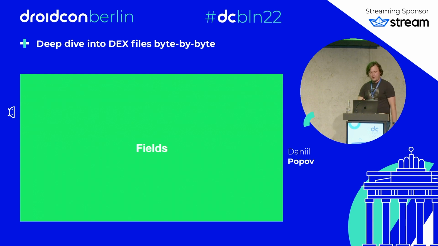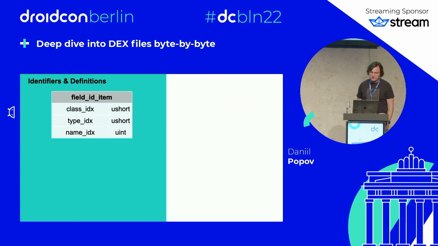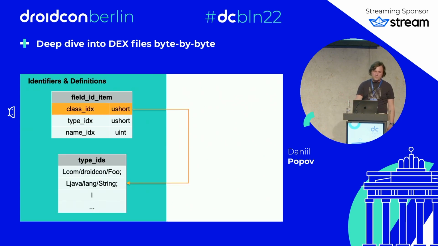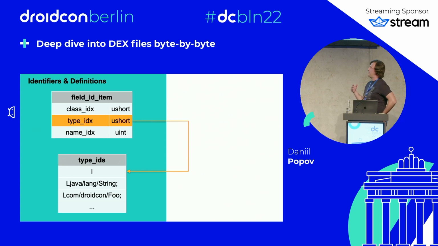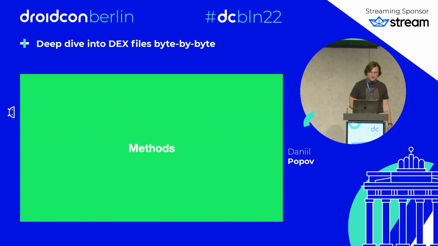More high-level stuff, fields. What is field ID item? So let's look at its structure. First of all, it has the class index. It's the index in the type ID section which denotes the definer class, the class which contains this particular field. Also, this structure has type index, which denotes the type of the field itself. And also it has the index in the string ID section, which denotes the name of the field. That's it, easy.